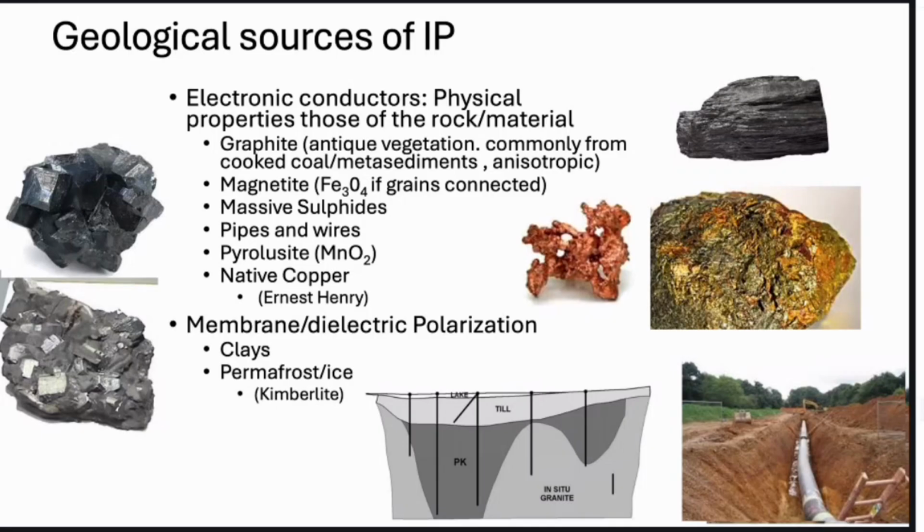For membrane dielectric polarization, there's two common sources. There's clays, which have sort of planar grains with charged surfaces. The second common case of dielectric polarization is permafrost and ice. And that was the cause for many of the IP anomalies seen at the kimberlites in northern Canada and northern Siberia. Just sort of ice IP effects.